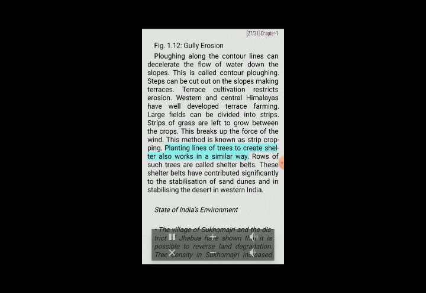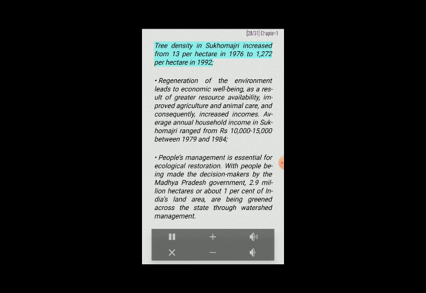Planting lines of trees to create shelter also works in a similar way. Rows of such trees are called shelter belts. These shelter belts have contributed significantly to the stabilization of sand dunes and in stabilizing the desert in western India. State of India's Environment: The village of Sukhomajri and the district of Jhabua have shown that it is possible to reverse land degradation. Tree density in Sukhomajri increased from 13 per hectare in 1976 to 1,272 per hectare in 1992.